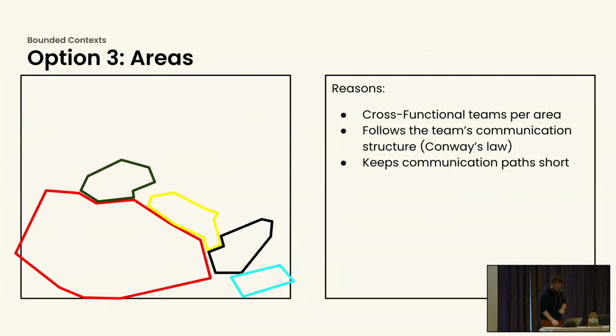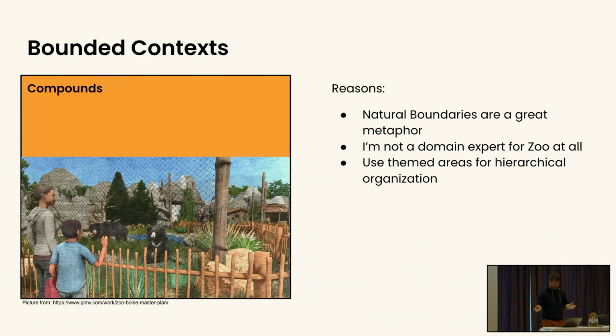And then option number 3 is we'll go with the areas that I made up before. Here we have perhaps cross-functional teams, zookeepers, medical staff, gardeners, that are responsible for one of the areas. We arrange the bounded context by the team, by their communication structure, to keep it short, so you don't have to go a long way until you find information about what is actually going wrong in one of the compounds.